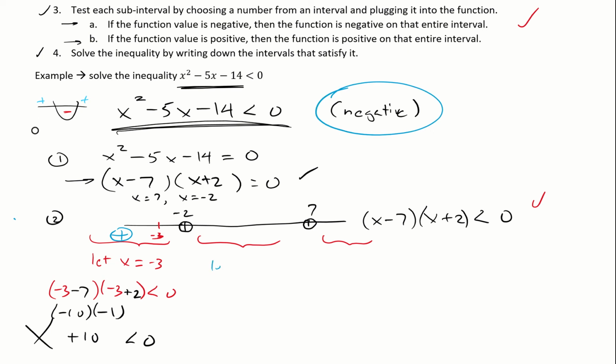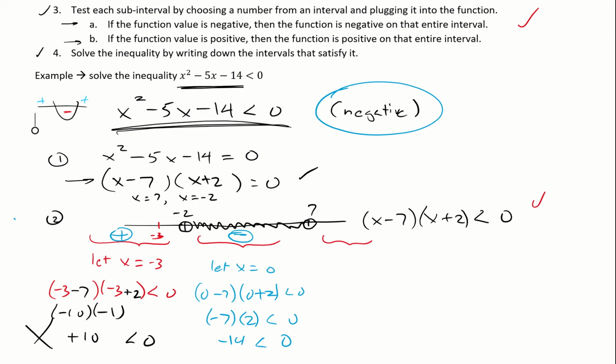So in this case, let's let x equal between these two. Oh, I always like to use 0 if it's available. So I plug in 0 minus 7, 0 plus 2. Is that less than 0? This is minus 7 times 2, and it's minus 14. And of course, yeah, that's less than 0. This time it's a negative interval. We want negative. Uh-oh, we better lay claim to it. Boom. I just graphed the solution right there.